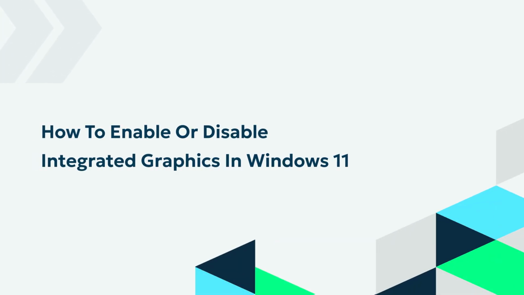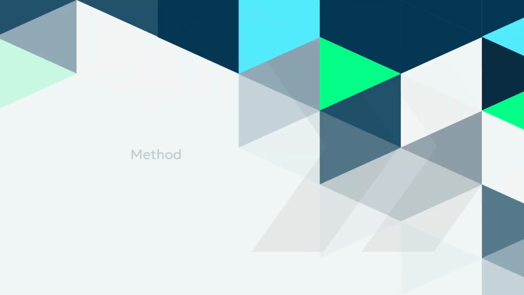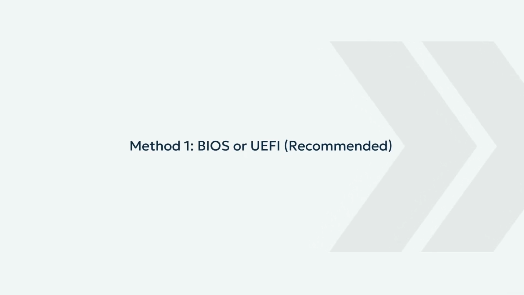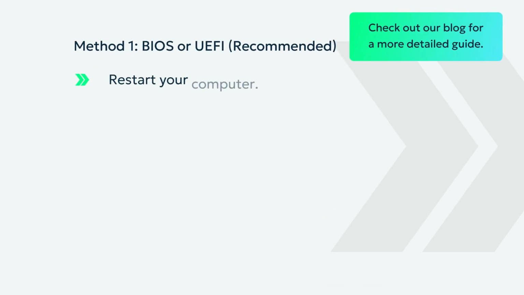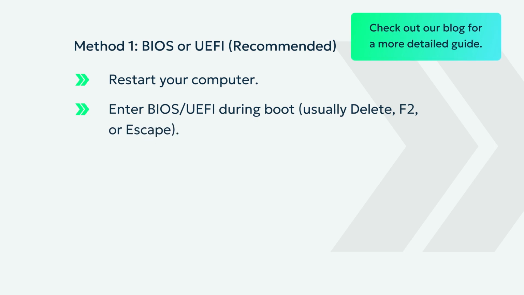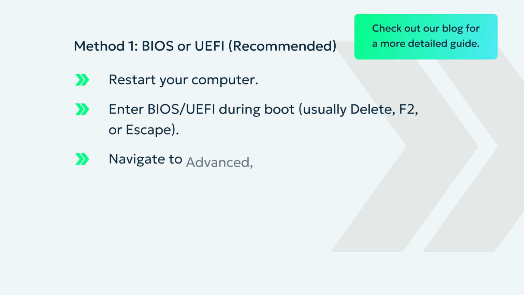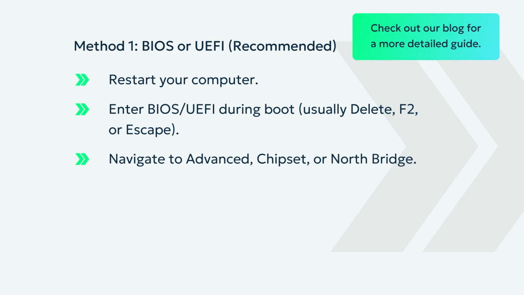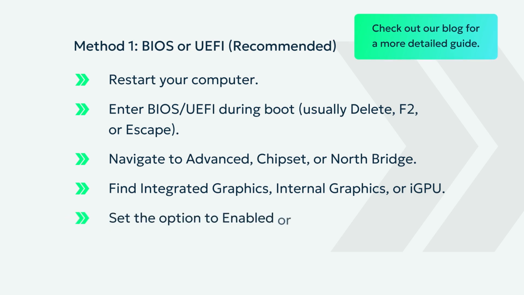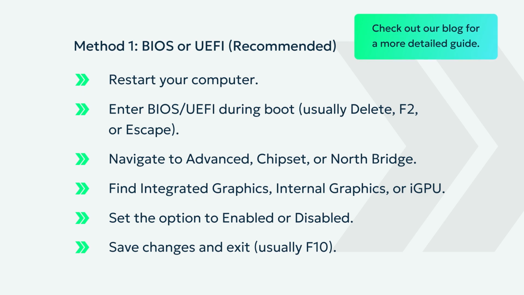How to enable or disable integrated graphics in Windows 11. The most reliable way to fully enable or disable the integrated GPU is through the BIOS or UEFI firmware. First, restart your computer. During boot, enter the BIOS or UEFI, commonly by pressing Delete, F2, or Escape. Then navigate to sections labeled Advanced, Chipset, or Northbridge. The exact menu name will vary depending on your manufacturer. Look for settings such as Integrated Graphics, Internal Graphics, or iGPU. From there, set the option to enabled or disabled. Save your changes and exit the BIOS or UEFI, usually by pressing F10.